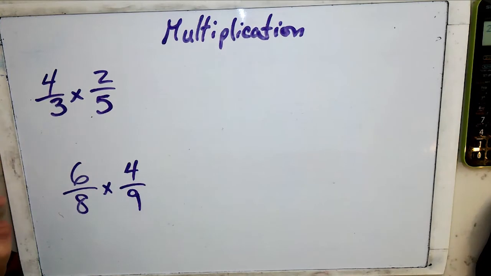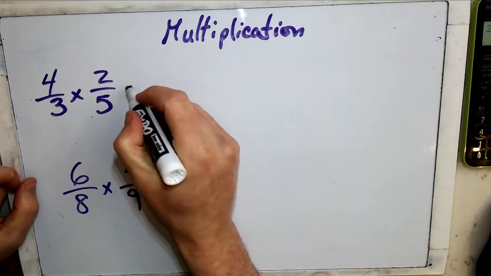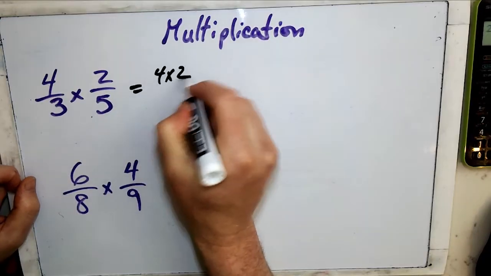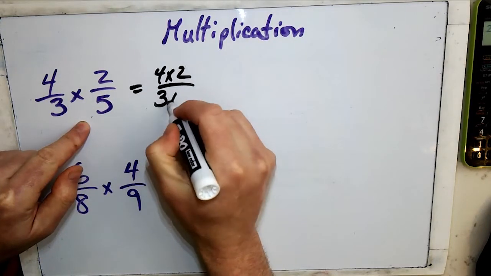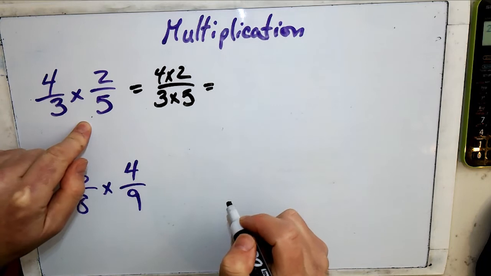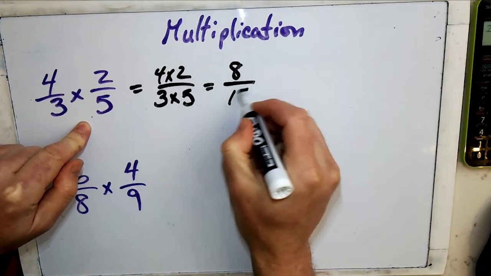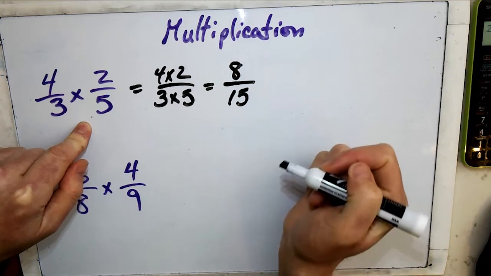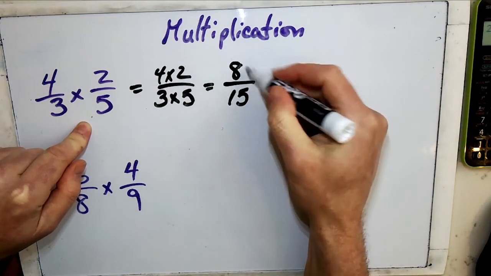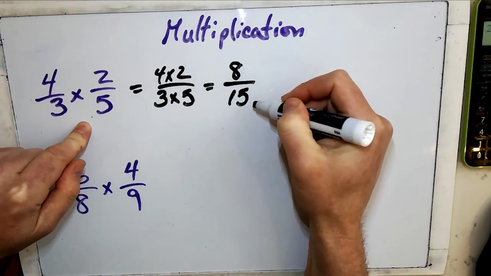So multiplication is completely opposite. We're going to multiply the tops and multiply the bottoms. Before we left the bottoms the same, but now we actually multiply the bottoms. So 8 on top, 3 times 5 is 15. We always want to reduce. Nothing goes into 8 and 15, so in this case, we're done.